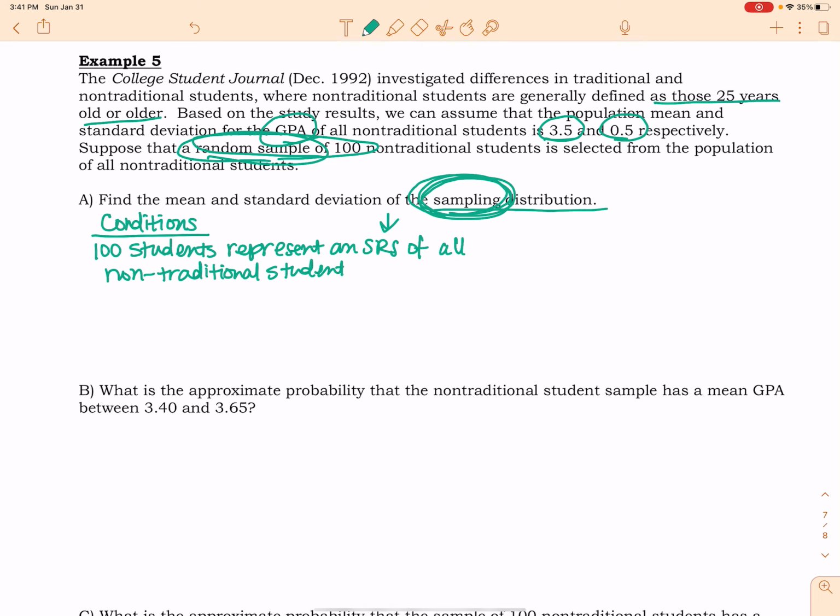There's no reason to assume these are not independent of one another, so I'm going to say that these 100 students are independent. And it also seems fairly reasonable that 100 students is definitely less than 10% of all non-traditional students.